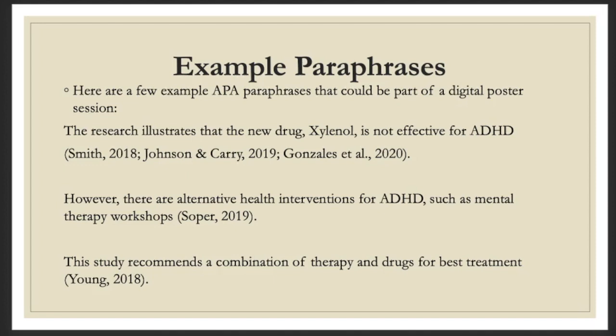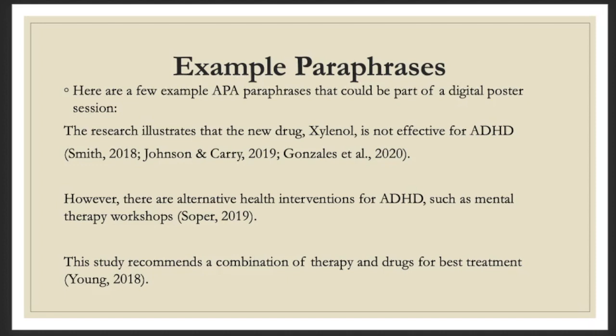And then I did this to show you how to do multiple sources in an APA in-text citation. So you have Smith, 2018. If you have more than one author, you would put the ampersand symbol in between. And if you have three or more authors, you use et al. I also put them in order by year just to organize them.